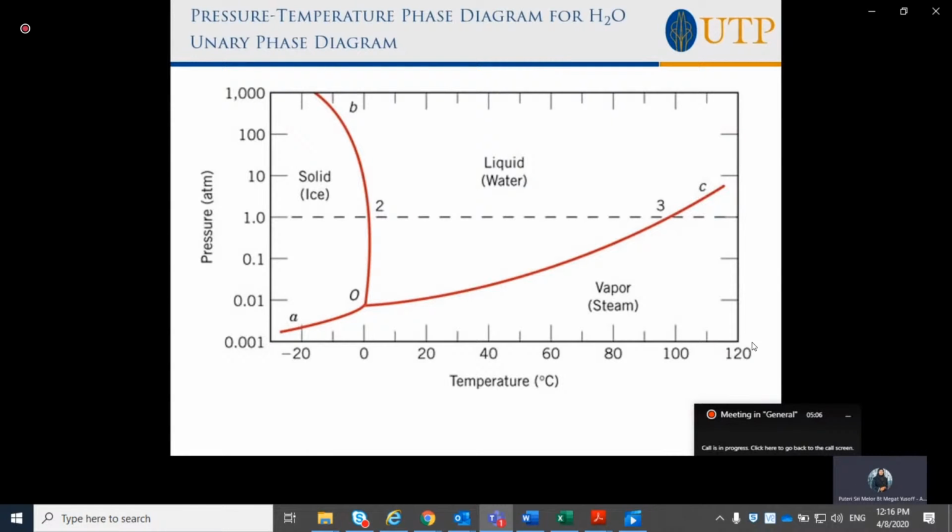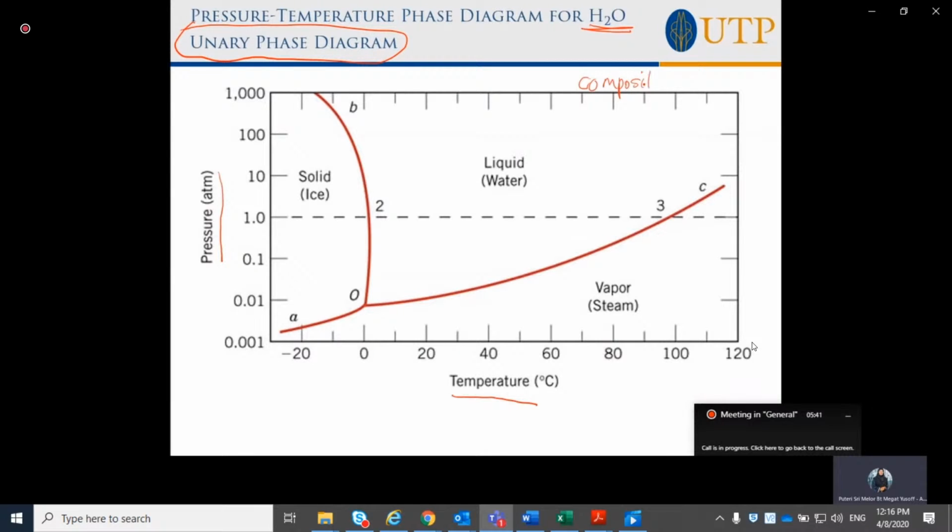The first phase diagram I want to introduce is the unary phase diagram. All right, this is nothing new. I know you have learned about the unary phase diagram looking like this. What is the system? The system is water, H2O. You have seen this even in secondary school. What are the axes? The axes are pressure versus temperature. What is constant? Okay, the constant is composition.